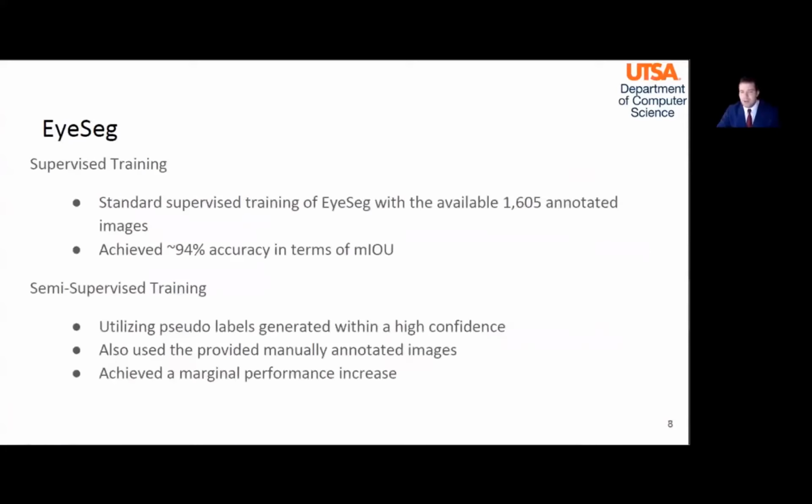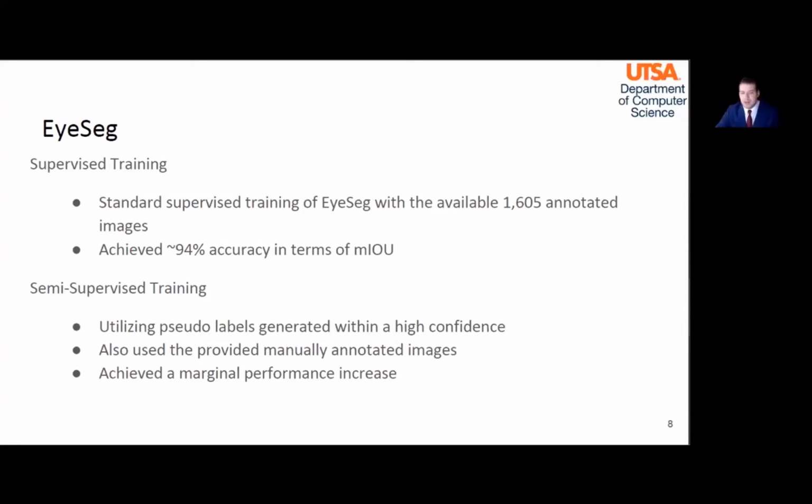We employed two different training methods for EyeSeg. First, we established our own baseline, if you will, with a standard supervised learning approach, which actually performed really well given the amount of labeled samples, yielding approximately a 94% mean intersection over union.